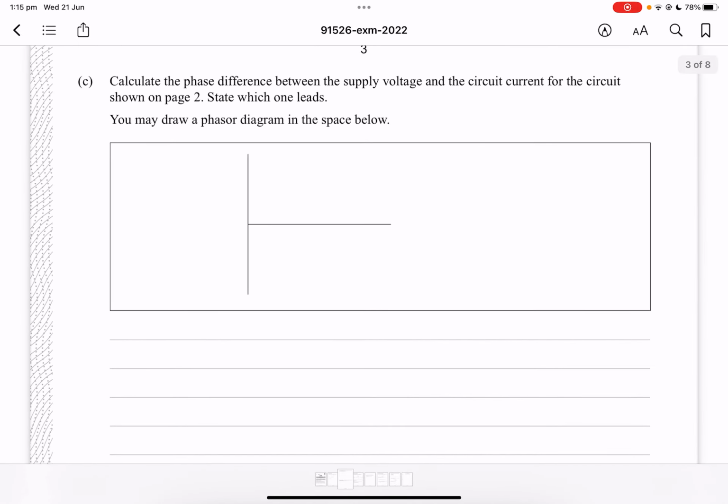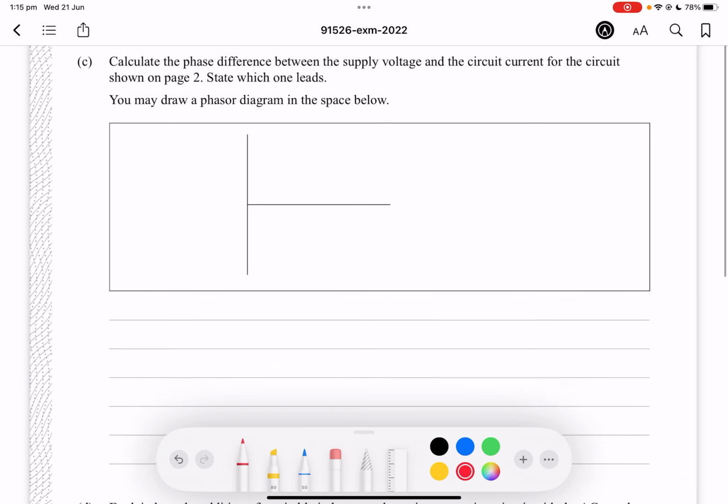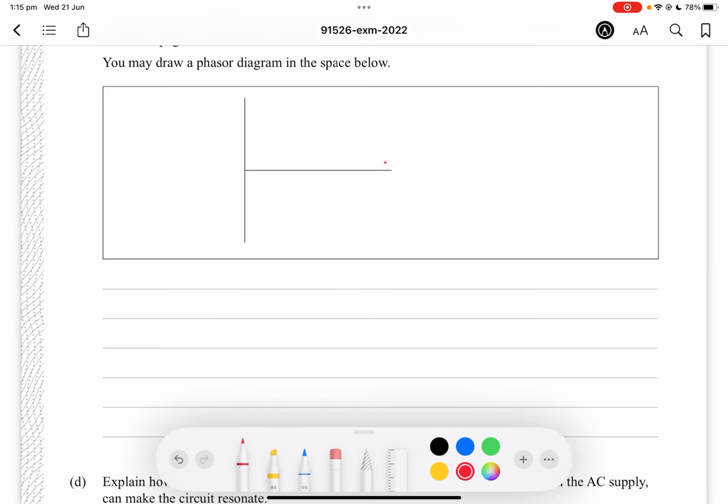Okay, cool. So we calculate the phase difference between the supply voltage and the circuit current for the circuit shown on page 2. We just state which one leads. We've already kind of done this one in the last part, but in this case, we're just going to calculate the angle. So we have our diagram here. We have the resistor, and this would be XC, and this would be the impedance. So now we're trying to find this angle.